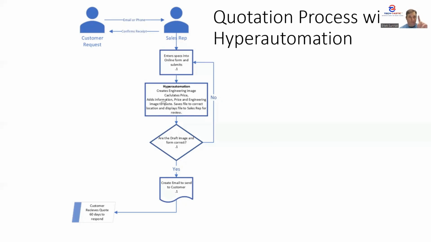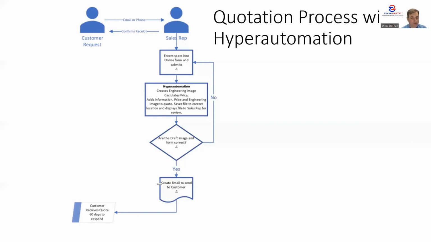It's only creating one file, not all those additional ones that we talked about, those extra emails and the AutoCAD file and a couple other things. So then the sales rep can go ahead and, after it's displayed, it's going to immediately check to see is the draft image correct and the form correct. So if they accidentally type something in incorrectly, they can immediately go back and resubmit it.